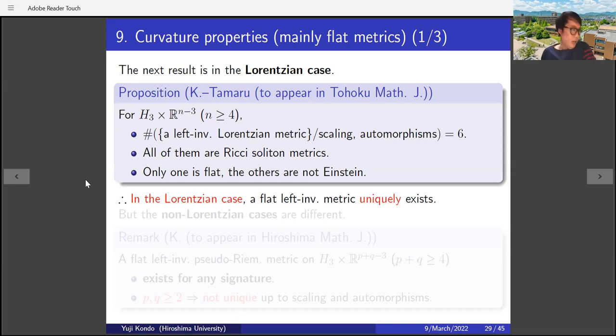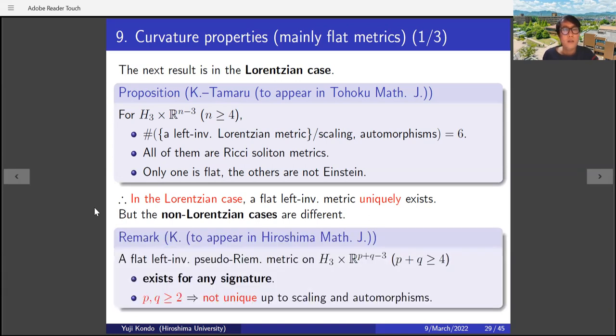So this proposition means that in the Lorentz case, a flat left-invariant metric uniquely exists, but the non-Lorentz cases are different. A flat left-invariant pseudo-Riemannian metric on this Lie group always exists for any signature, but for the non-Lorentz cases, if P and Q are greater than or equal to 2, then a flat metric is not unique, even up to scaling and automorphisms.